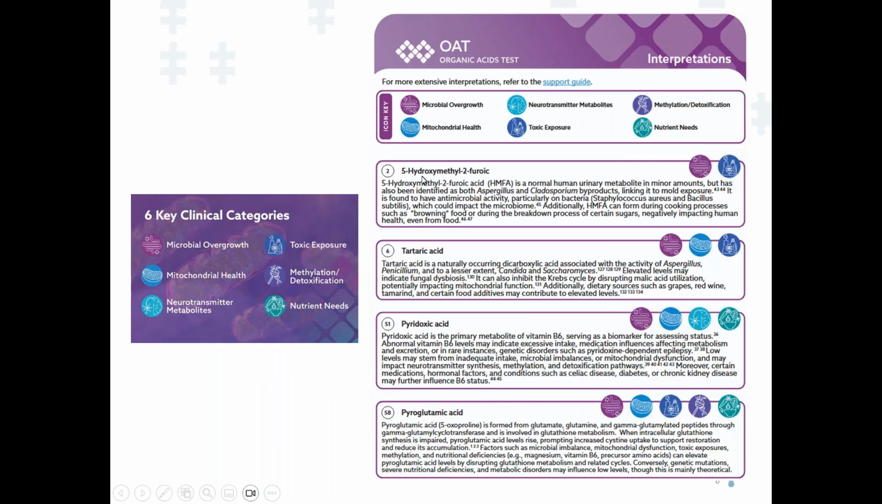So for example, if we took 5-hydroxymethyl-2-furoic acid, we know that this comes from Aspergillus exposure. So that would be linked to a microbial overgrowth pattern, and that icon is listed in that particular section. We know that Aspergillus can produce various mycotoxins, so it can have a toxic influence, and essentially the toxic exposure icon is also placed within that paragraph. It basically helps to orient you a little more to the clinical categories and the clinical significance of what some of these markers are. And that occurs for each interpretation and each marker on the test.